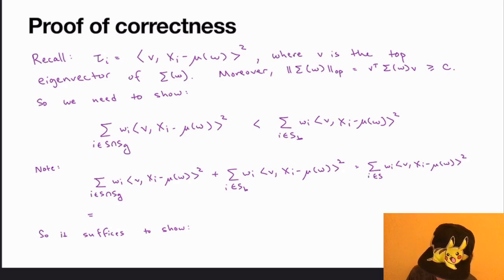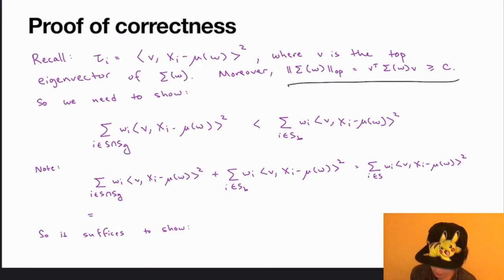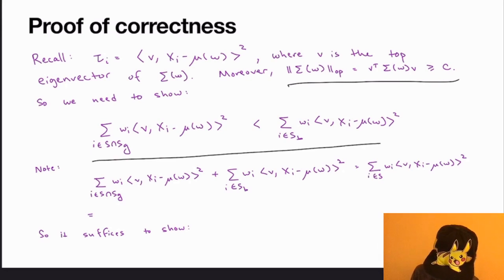And we get to assume this fact, that the spectral norm of sigma of w, which I can also write as v transpose sigma of w v, is at least c, just because v is the top eigenvector of sigma w. So what we need to show is the following fact, where I just replaced the tau i's in the previous statement with their actual forms.